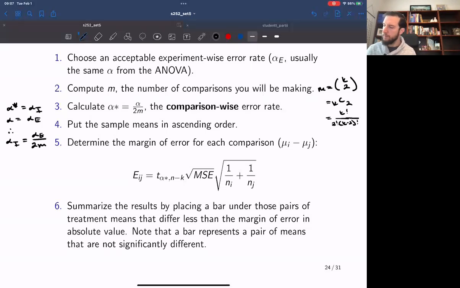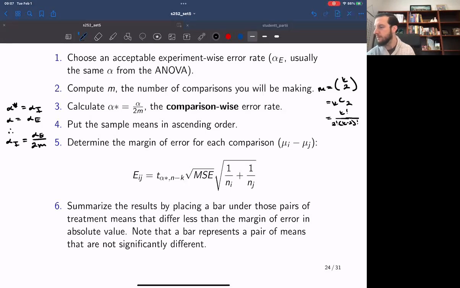Okay, so basically we have alpha I is the alpha E over 2 times m, right? So it's a very easy adjustment. You specify the experiment-wise error rate, and then you divide by 2 times the number of comparisons that you want to make. Right? And that's essentially the Bonferroni, which is why we use it, because it's very easy to explain and to understand. It's like, okay, you're just taking overall error and dividing it by the number of comparisons.